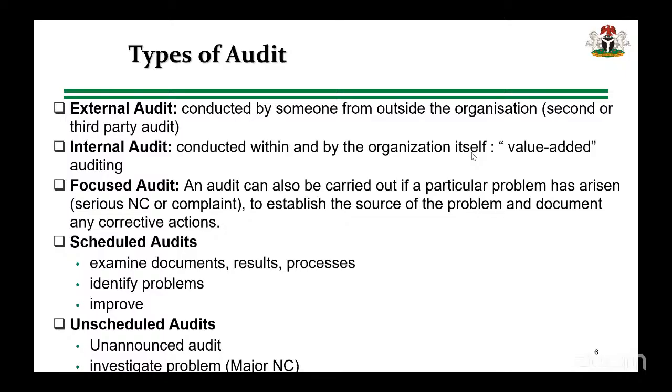Now we have talked about the types of audit. We said: external audit, internal audit, focus audit, scheduled audit, and unscheduled audit. All these are different forms of audit. We explained this in our module 1. So external audit is conducted by someone outside the organization, the second or third party audit. Internal audit is by someone within the organization. Then focus audit has to do with when you are auditing a particular aspect.